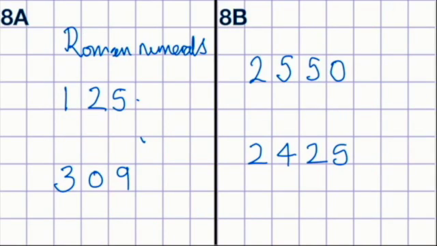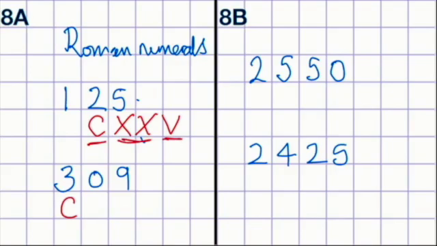Now, I would like you to write these numbers as Roman numerals, and I'd like everyone to try all of this. So, press pause, and when you think you've done your best, unpause. Okay, 125. 100 is C, 20 is X, and 5 is V. So that's 125.